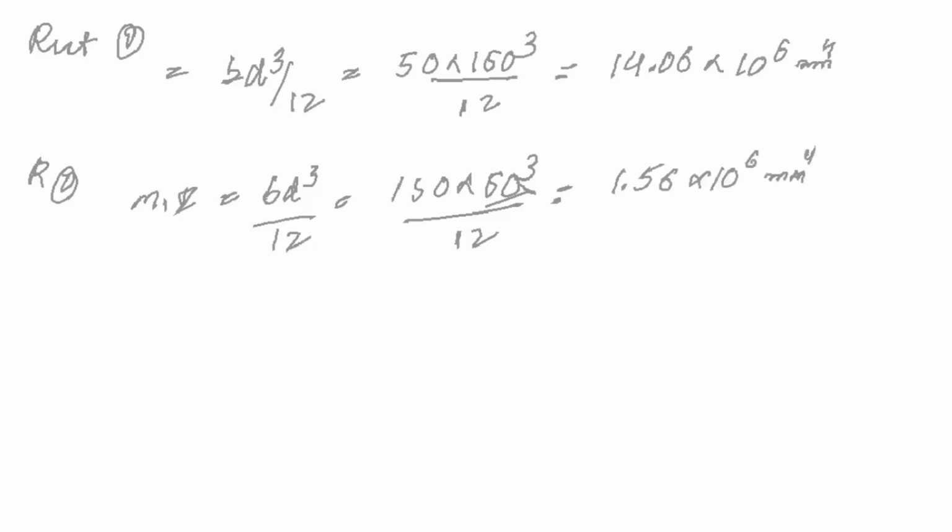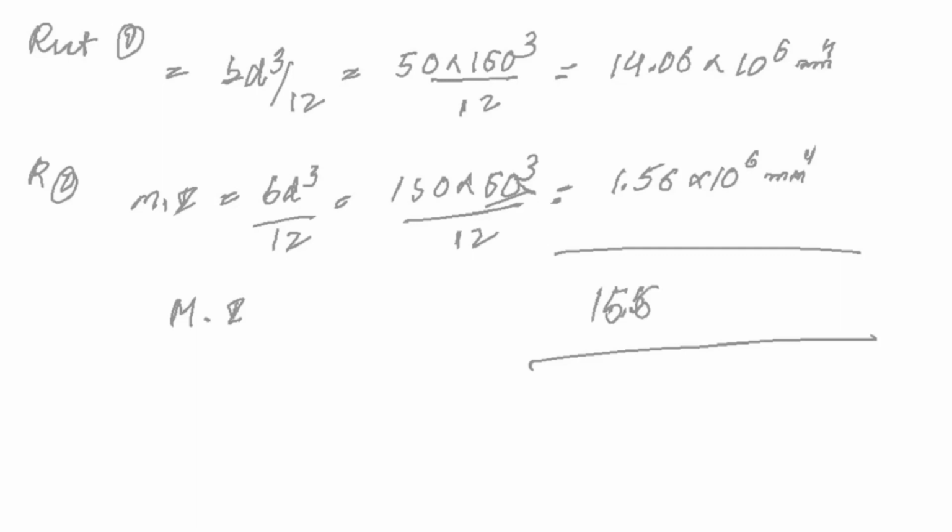mm4. Now the total moment of inertia will be the summation of these two. That comes out to be how much? 14 and 1 is 15, 15 and 15. Okay, it will be 15.6 into 10 raised to the power of 6 mm4.